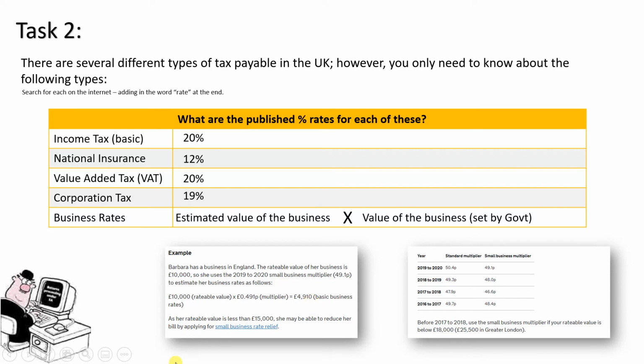Now Barbara doesn't have to find out and calculate this multiplier, this 49.1 pence, the government set it. So she just has to look it up, or if she's a bit stuck, she goes to an accountant to get a bit of help to look it up. But something else at the bottom, you'll see that because she is such a small business, she may be able to reduce that £4,910 bill a little bit further, because she can get small business rate relief. But we don't need to worry about that right now. You just need to understand it's the value of the business multiplied by this government set business multiplier.